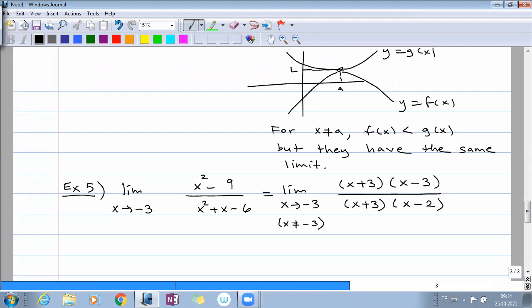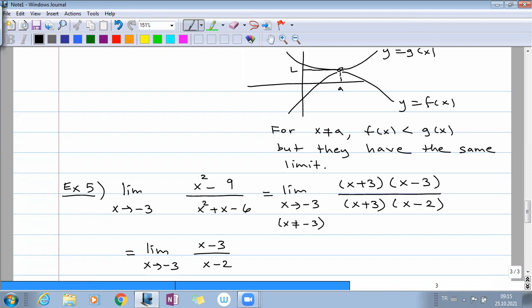The point -3 itself has nothing to do with the limit. So we can safely simplify x plus 3. The ratio x squared minus 9 over x squared plus x minus 6 is equal to the ratio x minus 3 over x minus 2 for all x different from -3. So they have the same limit.